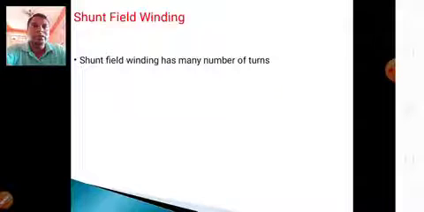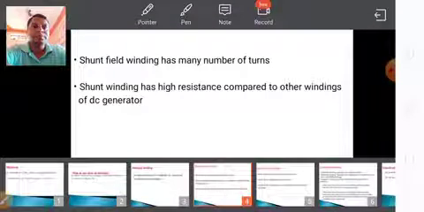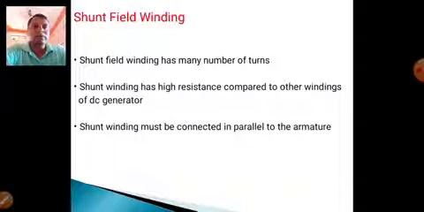A shunt field winding. Shunt means parallel. Shunt field winding has many turns. It has high resistance compared to other windings of DC generators because it is connected in parallel. That's why it has high resistance. The shunt field winding must be connected in parallel to the armature. Shunt means parallel, as already told. That's why it is called the shunt field winding.